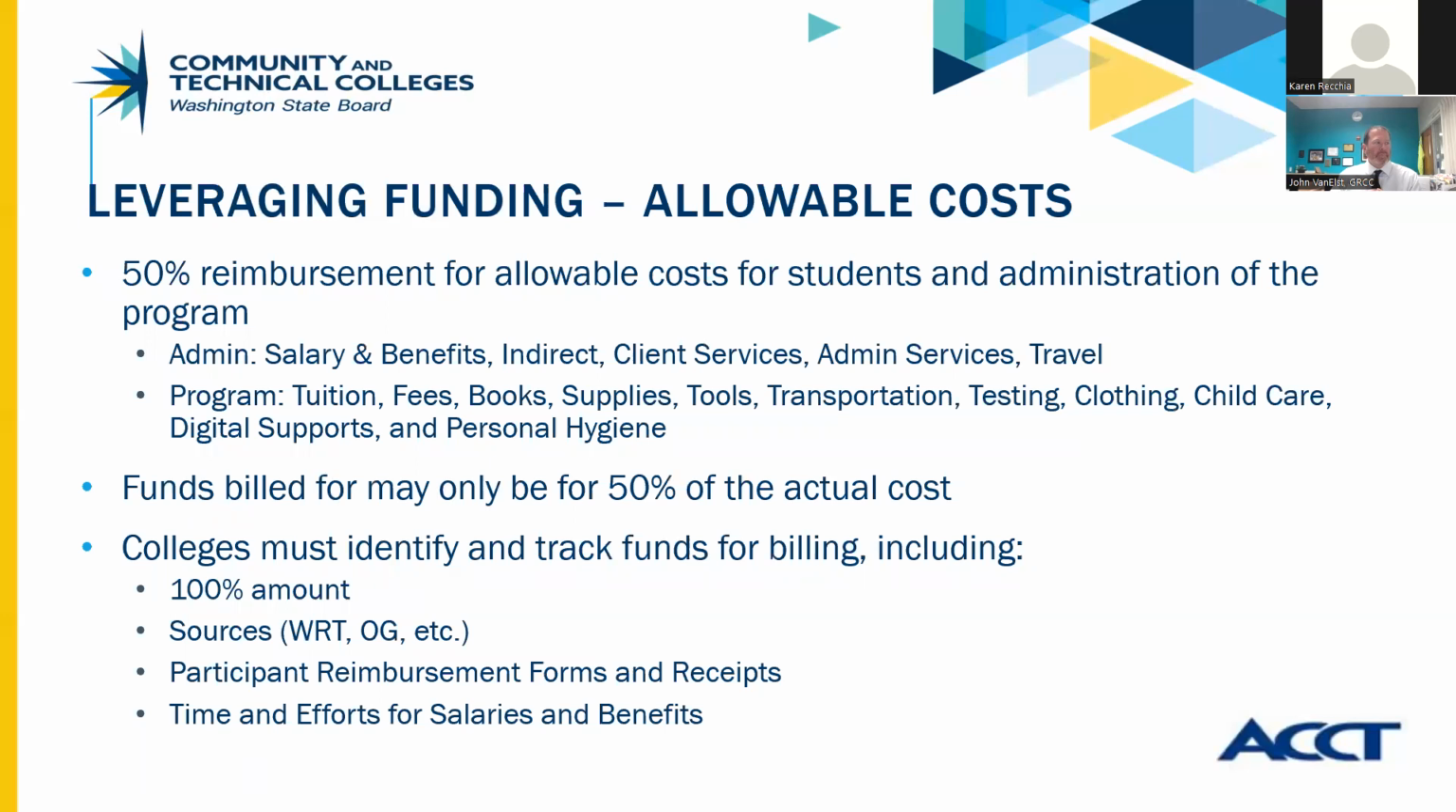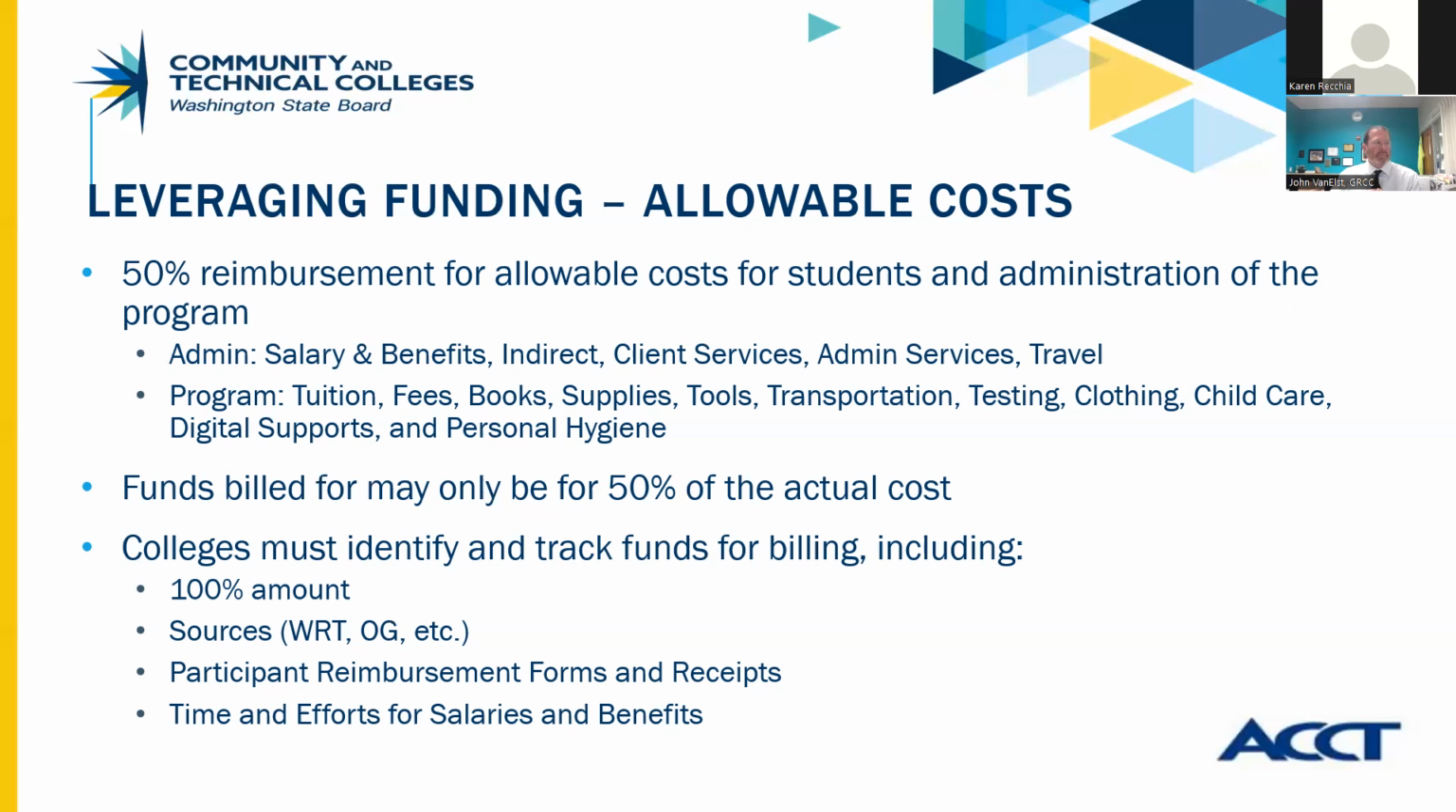I'm going to talk a little bit about leveraging funding. And as you guys have heard throughout, this key piece is the 50% reimbursement. That's how you build your program and capacity to serve. For the two areas that the colleges draw down reimbursements for, there's administration and program. And so the allowable costs for students and administration are listed on the screen.